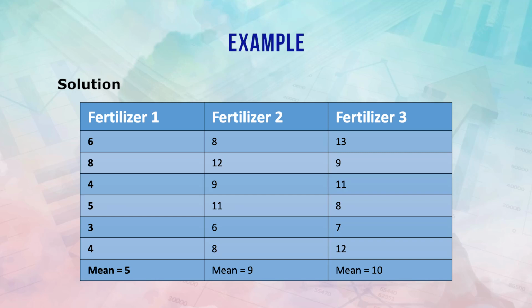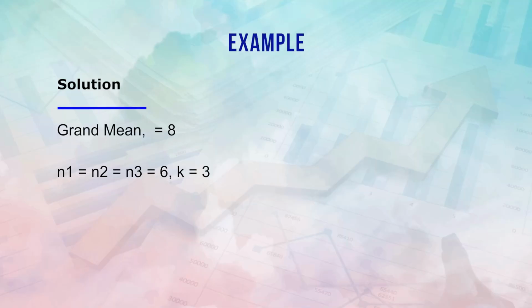Here we have an equal number of plots receiving fertilizers 1, 2 and 3 respectively, which is 6 in all the situations. But there could have been 3 plots receiving fertilizer 1, 5 plots receiving fertilizer 2 and 4 plots receiving fertilizer 3. That could have been possible. So, N1, N2, N3 here are 6, and as I mentioned earlier, k is 3, the number of fertilizers.